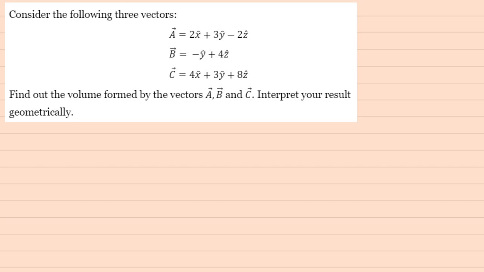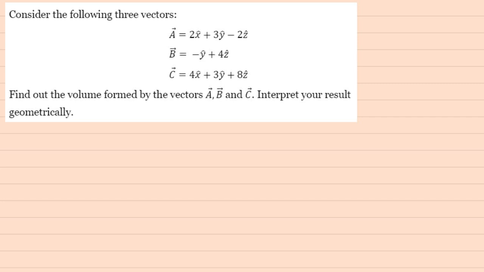The second part talks about interpreting the result geometrically. The first part is actually the easier part, and the second part is the harder part because it takes quite some time to comprehend, but it's not that difficult. Once I explain it to you, you'll understand what it means for the result to be interpreted geometrically. Okay? So let's start.